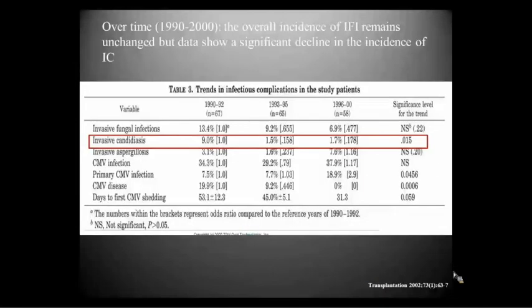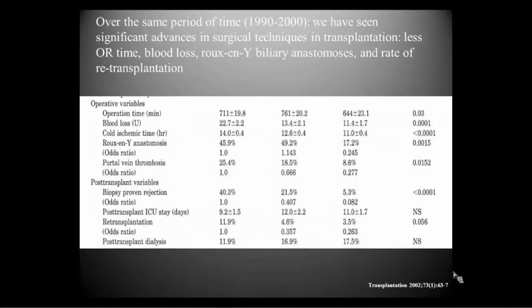And over time, this just shows that while invasive candidiasis remains the most common fungal infection you're going to see, we are doing a whole lot better over the years, going from the 1990s to 2000. The reason simply is that we've gotten better at doing transplants. A lot of these surgical risk factors, like operative time, blood loss, etc., have gotten better over the same period of time.